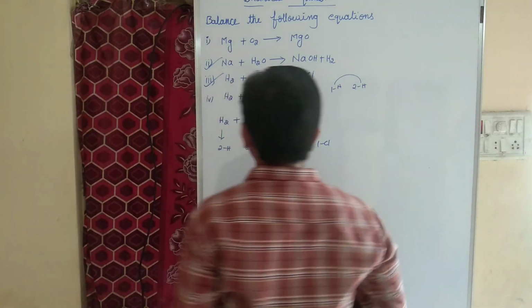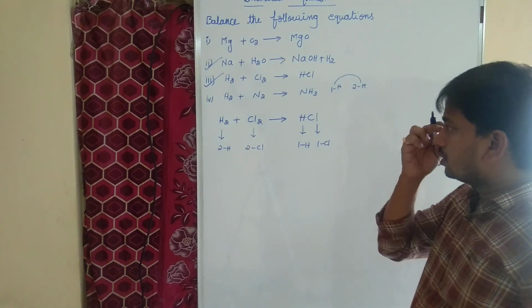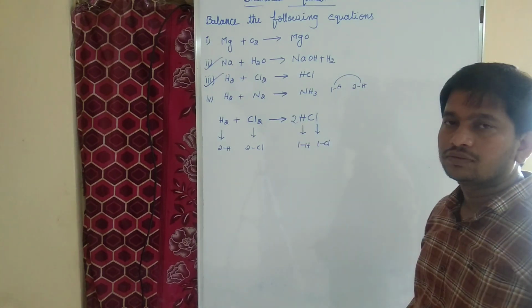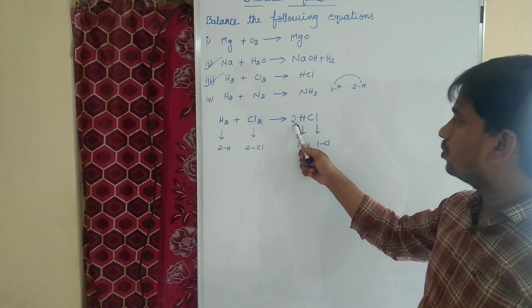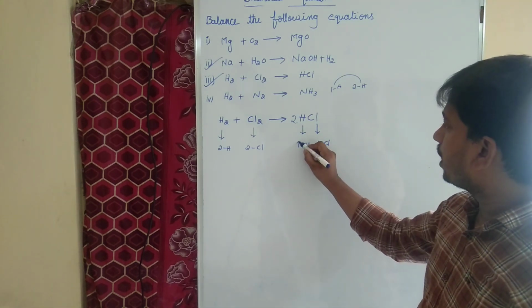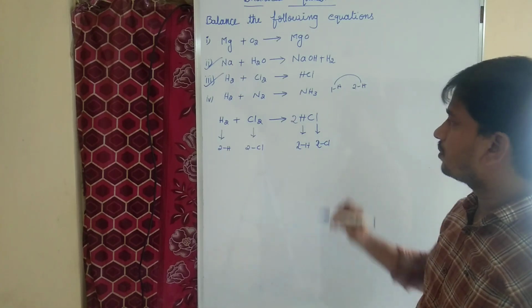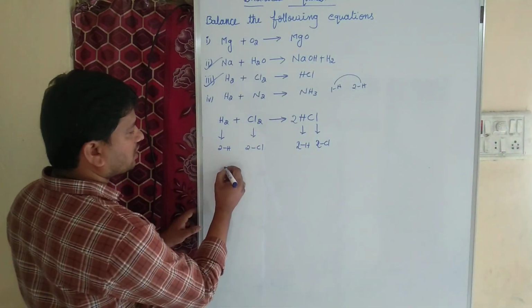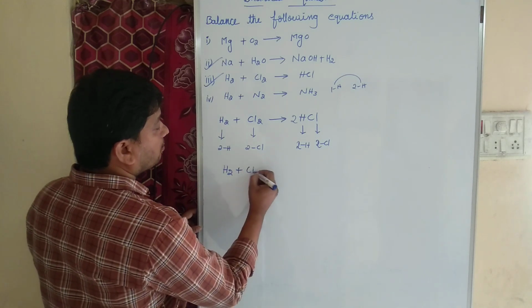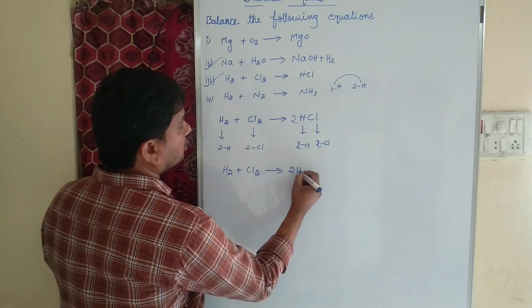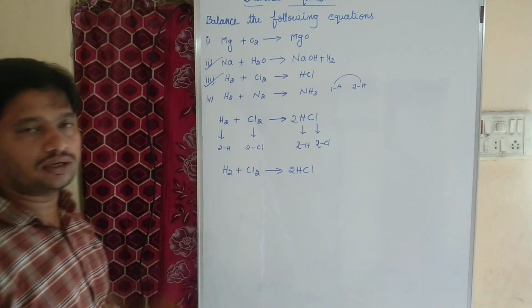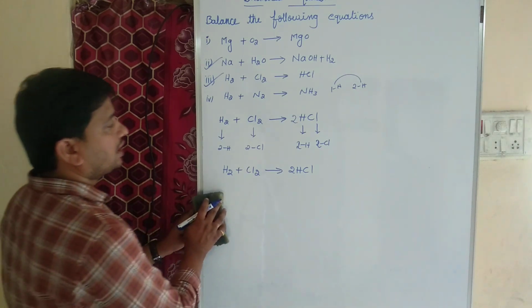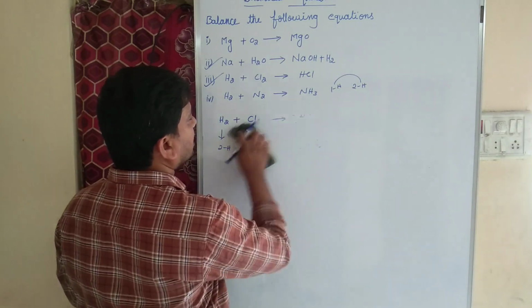Okay, this is an easy question, children. Suppose I add coefficient 2 over here, then this will become 2 atoms of hydrogen and 2 atoms of chlorine. So what is the balanced equation for H2 plus Cl2 gives rise to HCl? H2 plus Cl2 gives rise to 2HCl. That's all. This is our balanced equation for H2 plus Cl2 gives rise to 2HCl.